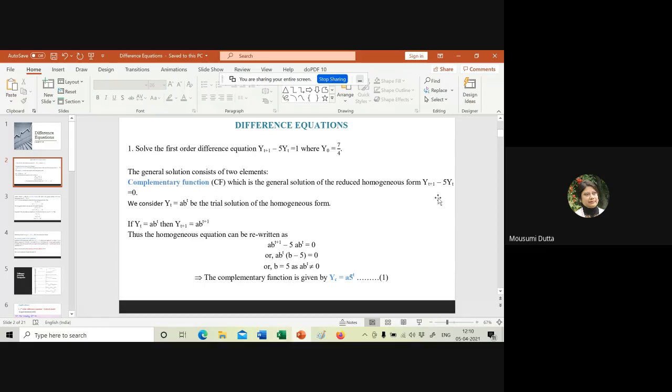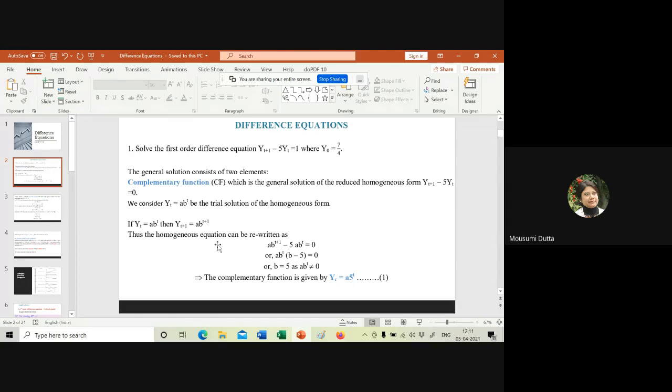Now, if you look at the homogeneous form, there are two y variables, y_{t+1} and y_t. If I need to find the values of these unknown elements A and B, both of which are arbitrary constants, using the values given in the equation, I also need to write the trial solution for y_{t+1}. So, if y_t is equal to A b^t, y_{t+1} is nothing but A b^{t+1}.